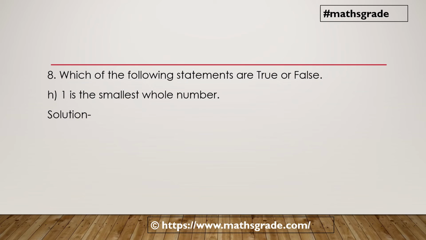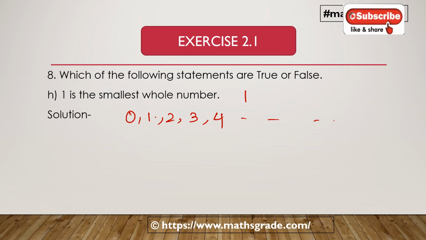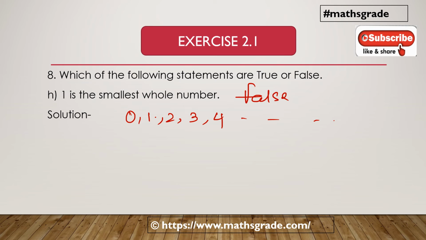Now question number H bit. 1 is the smallest whole number. We know whole numbers start with 0, 1, 2, 3, 4. Whole numbers always start with 0. So 0 is the smallest whole number, but here it is given that 1 is the smallest whole number, so it is false. It is false because the whole numbers start with 0.